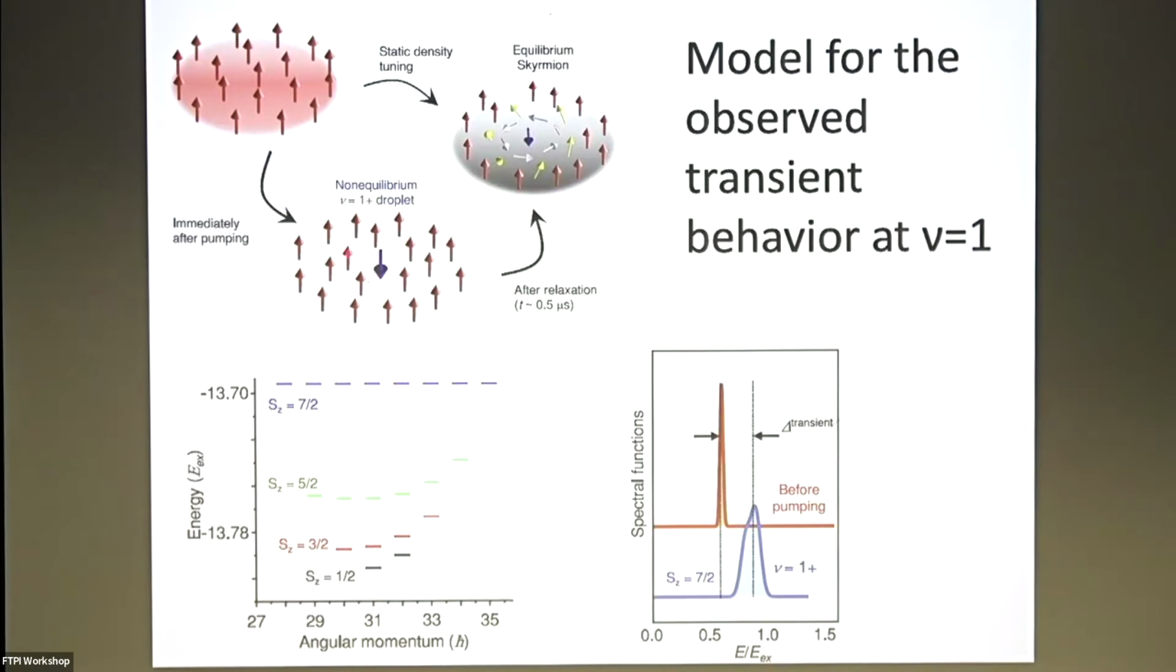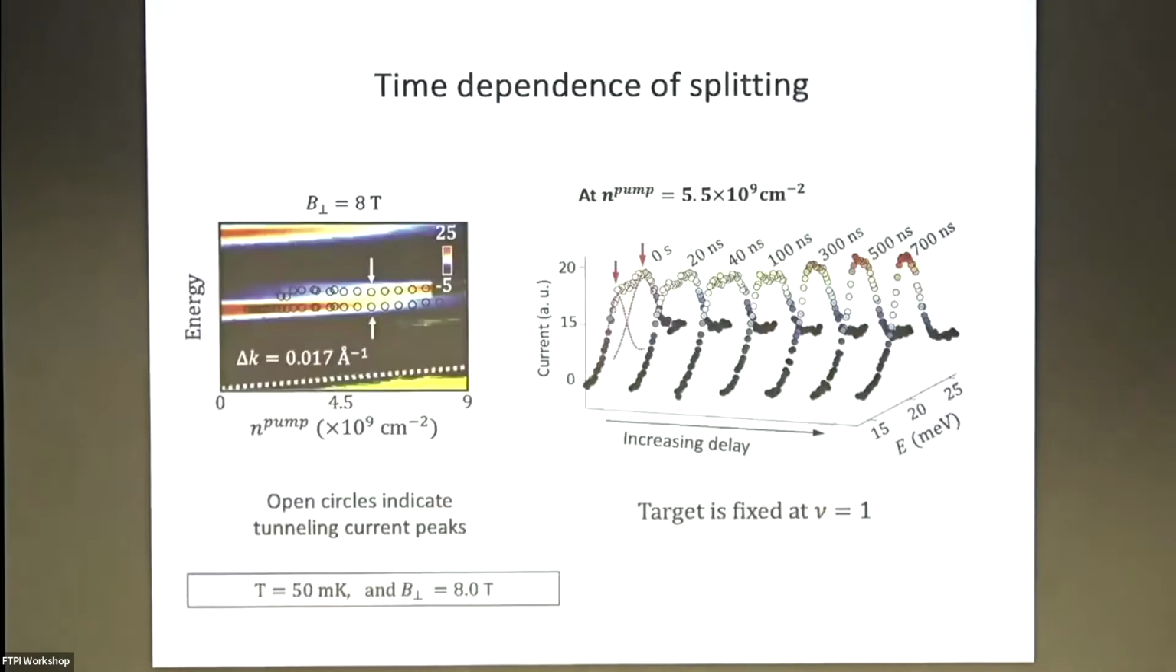So what happens is this non-equilibrium state has an effect on the spectral function for tunneling into the n equals 1 Landau level, and it shifts it up. Before you did the pumping, you had this spectral peak for the ground state of the target well. But once you've done the pumping, you have this nu equals 1 plus state. And what's happening is locally you get little patches of nu equals 1 plus because we're pumping at this level of close to 10 to the 10 per square centimeter.